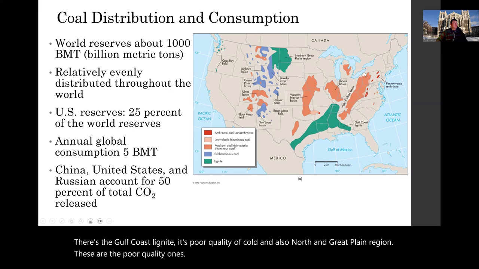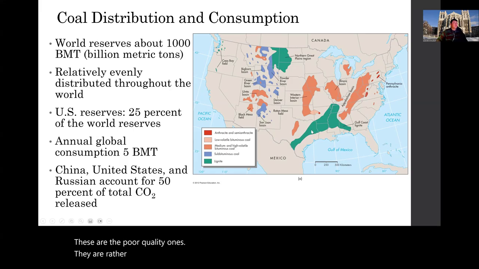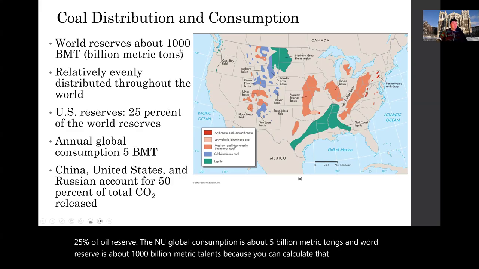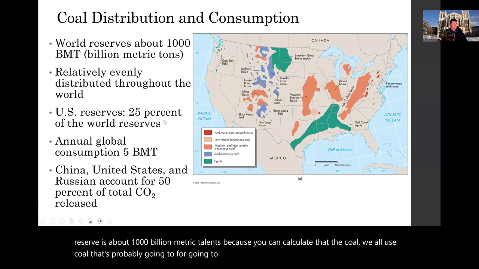They are relatively evenly distributed throughout the world. The United States has about 25% of the world's coal reserve. The annual global consumption is about 5 billion metric tons, and world reserve is about 1,000 billion metric tons, so you can calculate that if we all use coal, that's probably going to be good for about 200 years.